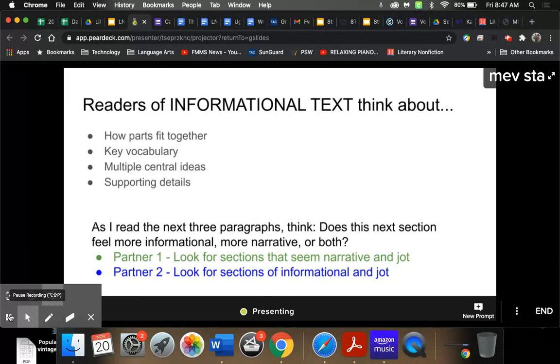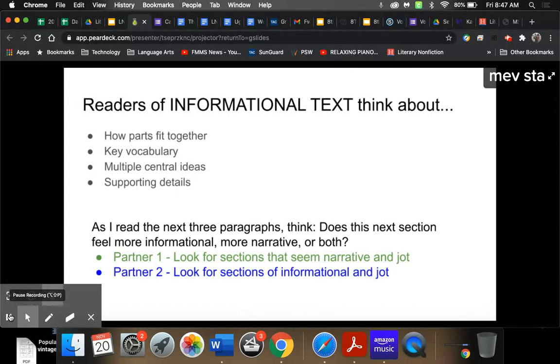Okay, so as I read this next section to you, whoever is partner 1, you are looking for sections that seem more narrative-like. Partner 2, you are looking for sections that are more informational. As I am reading, jot down your ideas in your reader's notebook, okay?